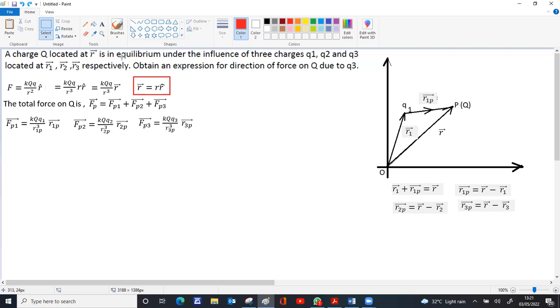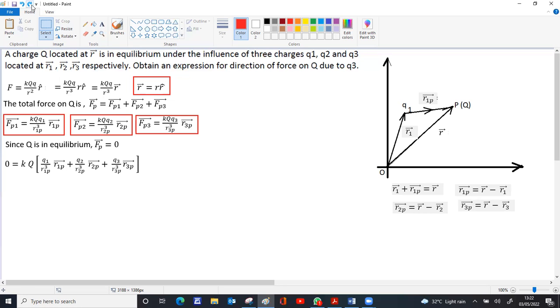They have given that the capital Q is in equilibrium. Equilibrium means net force has to be 0. So FP has to be 0. So 0 equals FP1, FP2, FP3 with these values. In all the three we have common K into capital Q. So K into capital Q comes out. Q1 by R1P whole cube R1P, Q2 by R2P whole cube R2P. Take KQ to the left-hand side, so that gets cancelled, 0 divided by that number will be 0 only.